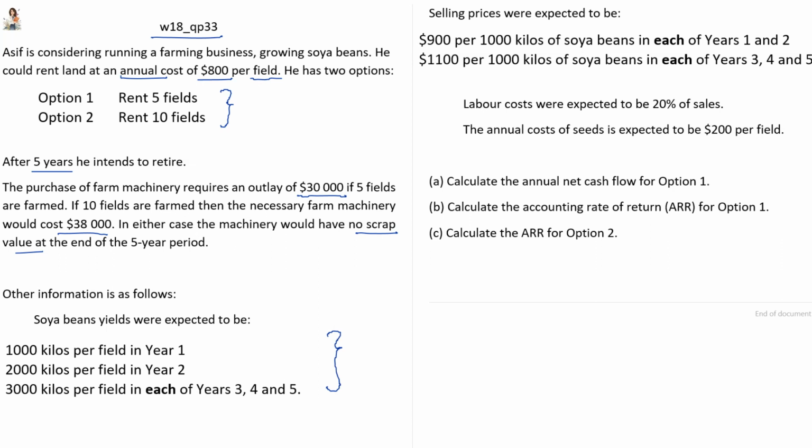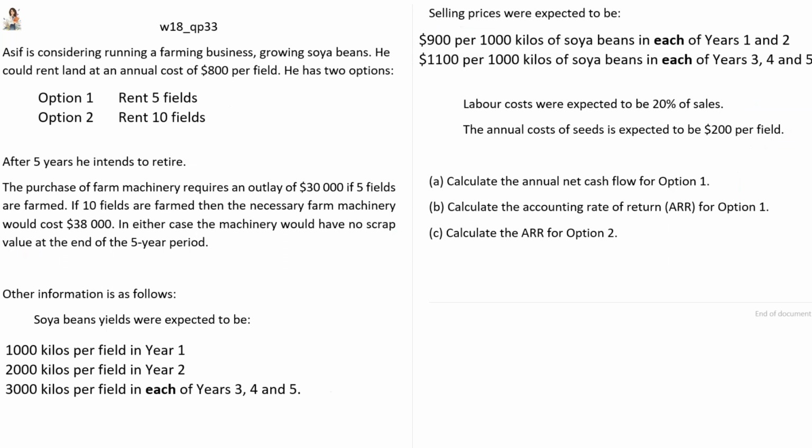We have also been provided the selling prices for the soya beans, and then we have been told that labor costs are expected to be 20% of sales and the annual cost of seeds is expected to be $200 per field. In part A, we have to calculate the annual net cash flow for option 1. So let's solve part A.